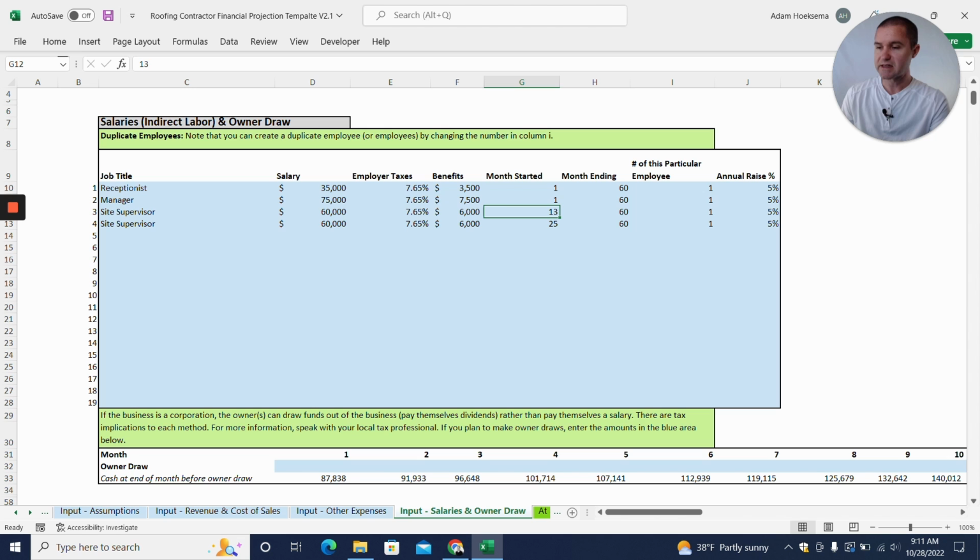But we can see that, hey, we've got a manager that also starts in month 1. Then we have a site supervisor that doesn't start until month 13 because, hey, as we grow and we have more commercial jobs or more residential jobs, we might need to add additional supervisors for the different job sites. And so in month 25, we also add a second site supervisor. So that gives you an example of how you can plan that in. And that's really it.